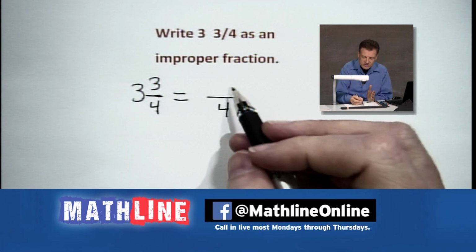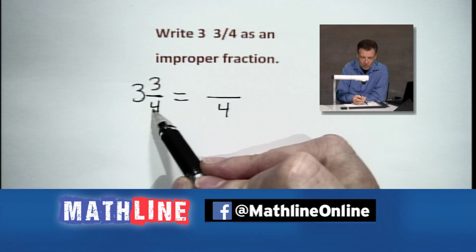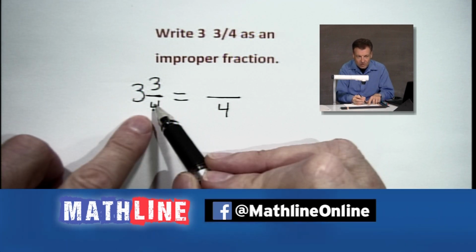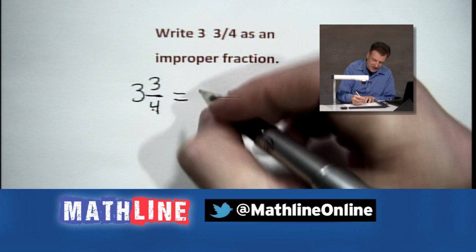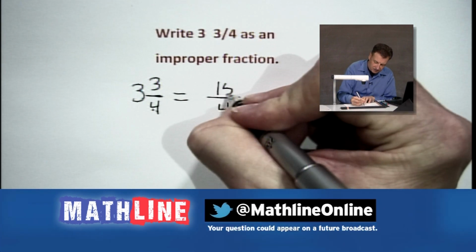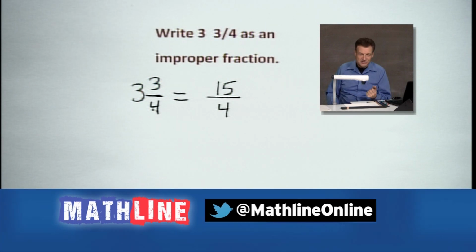The question is, what's going in the numerator? So we're going to take 3 times 4. There you go. Everybody watch. 3 times 4 gives you 12. Then add that little number on top, and that's going to give us 15. We say, well, Ernie, that took no time at all. Exactly. It takes no time at all to do an improper fraction if you're making that.